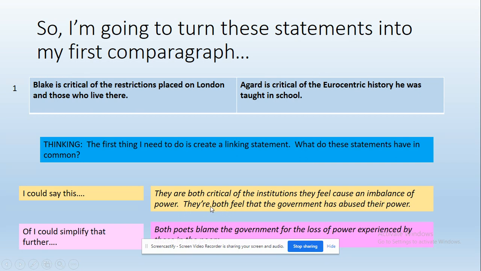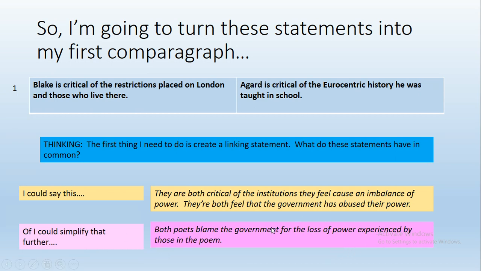They both, oh sorry, there's a typo there. They both feel that the government has abused their power. Okay, so that should say they. So that's what I could say. Or I could simplify that even further to make the sentence shorter. And I could say both poets blame the government for the loss of power experienced by those in the poem. This one blames them for the restrictions. This one blames them for the Eurocentric history. Okay, so I've got my linking statement. I can choose either one of those.